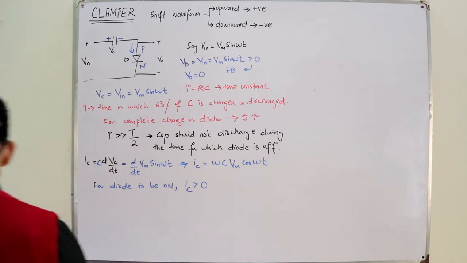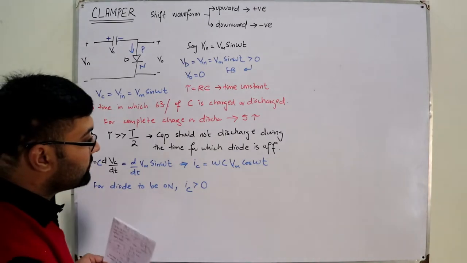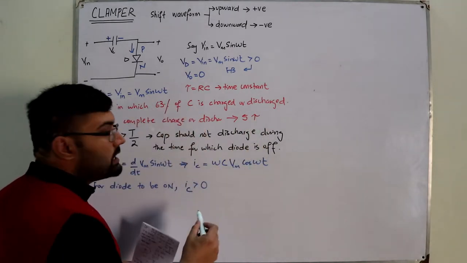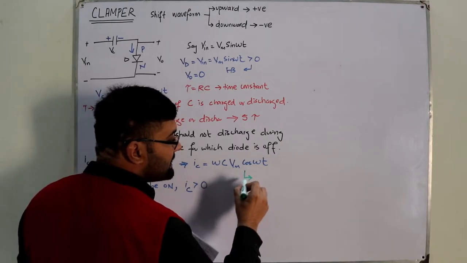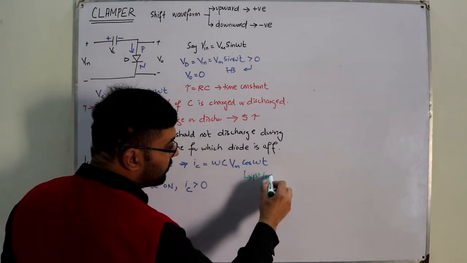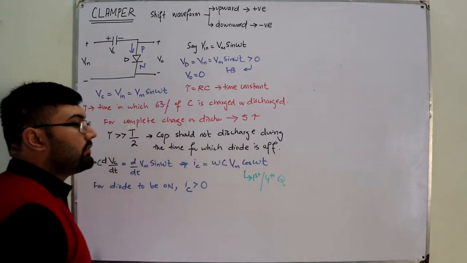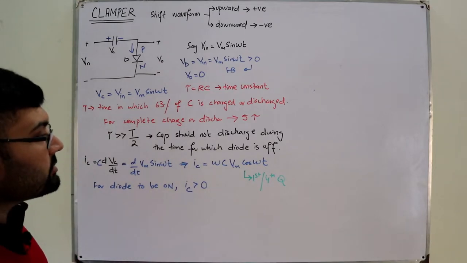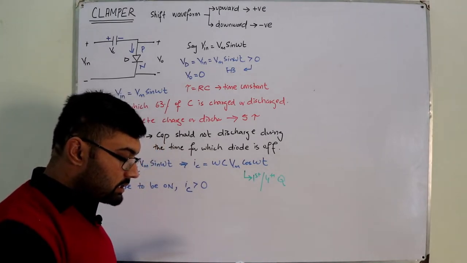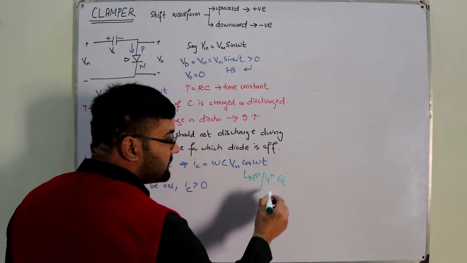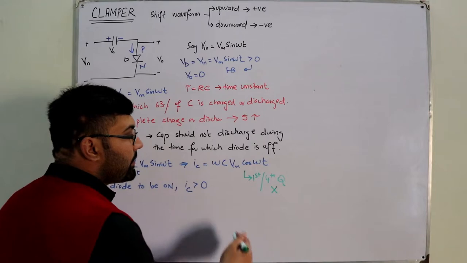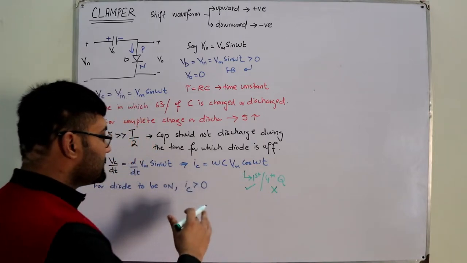And when is this value going to be greater than zero? This value is going to be greater than zero when cos is greater than zero, because omega is a positive value, capacitance is a positive value, Vm is, let's say, a positive value for the positive cycle. So cos is positive either in the first quadrant or the fourth quadrant, which means from 0 to 90 and then from 270 to 360. We do not consider the fourth quadrant. Why? Because time cannot be negative, right? So the time could only be positive, which means that we will be considering the first quadrant.